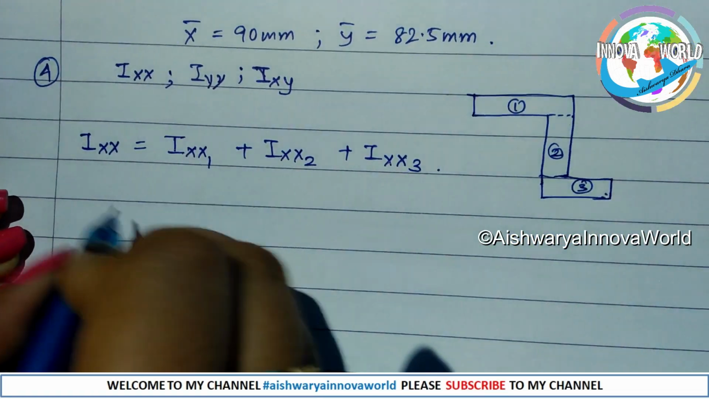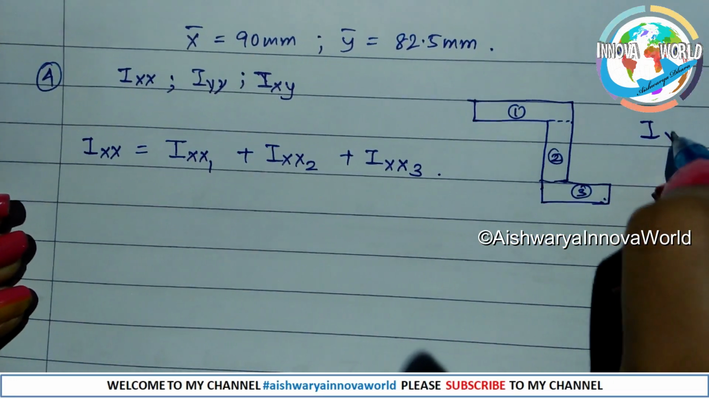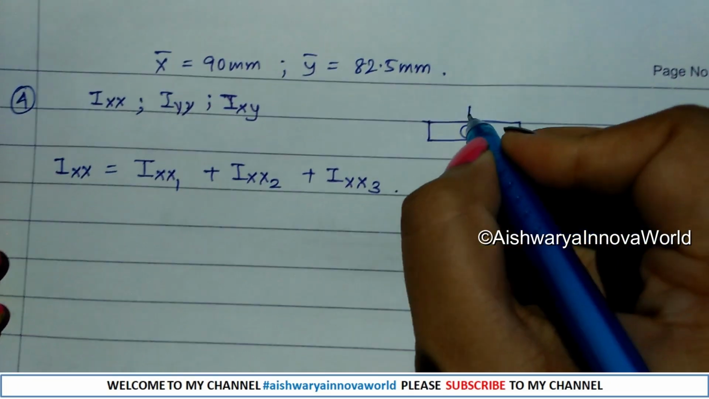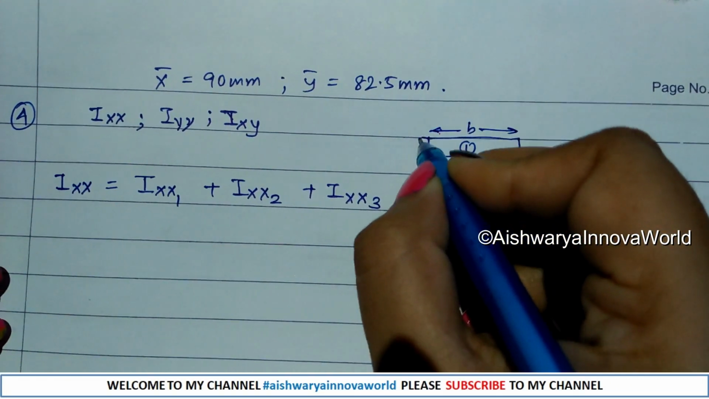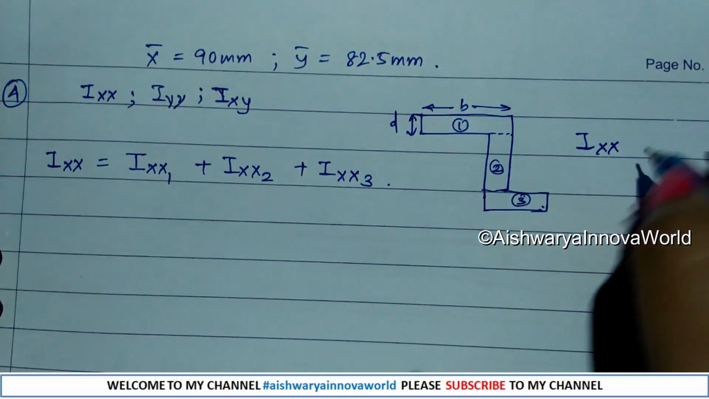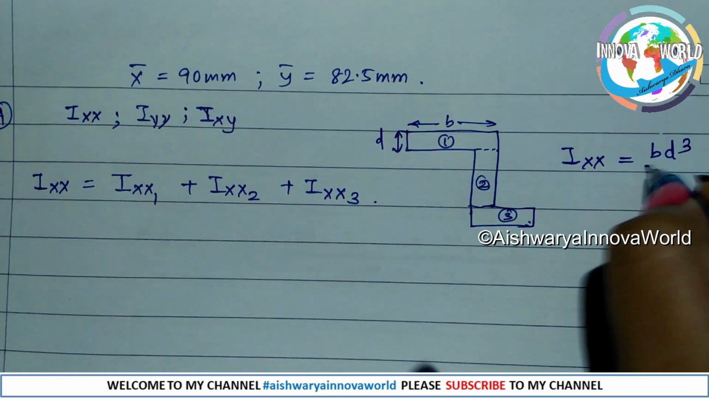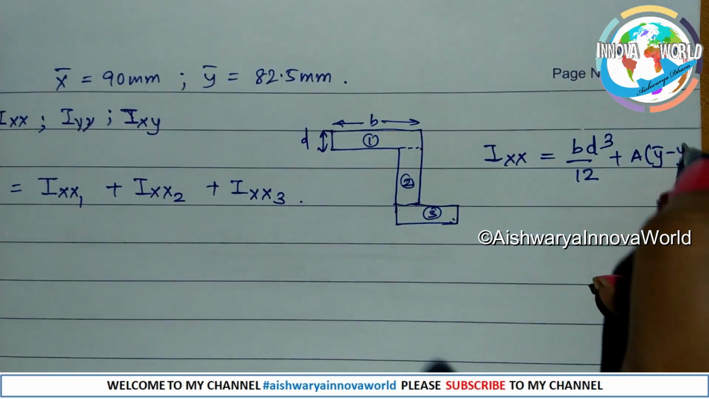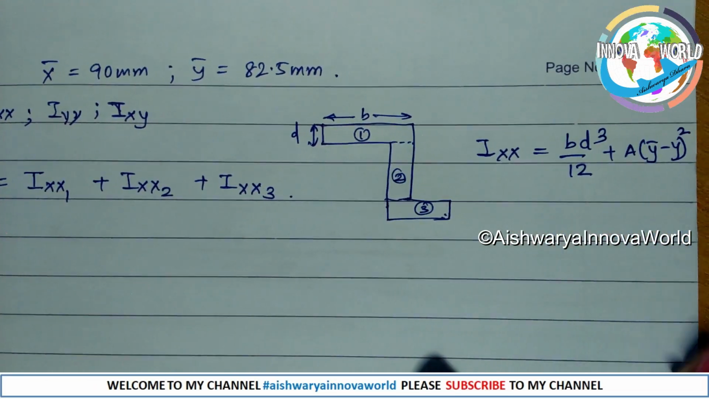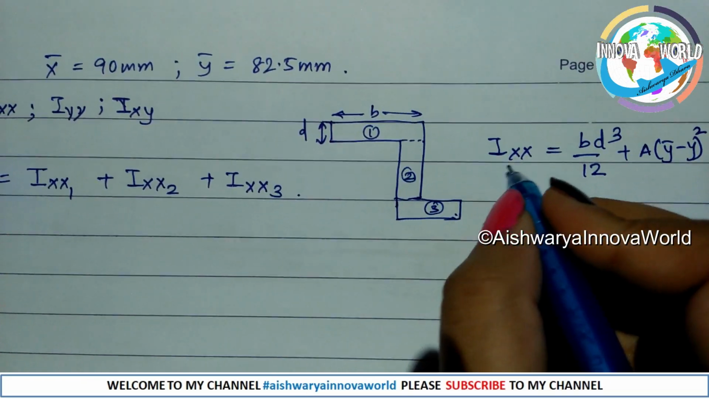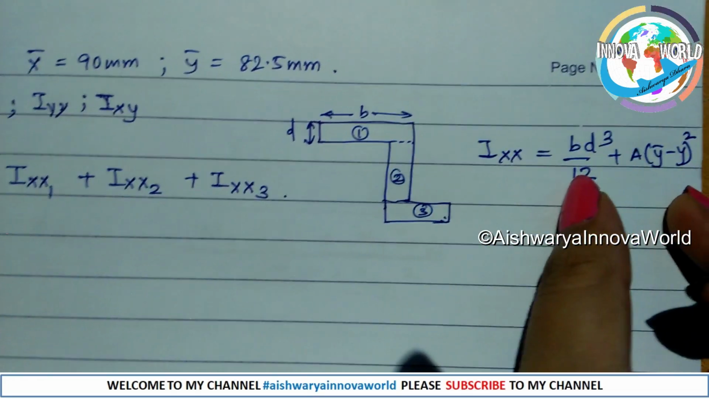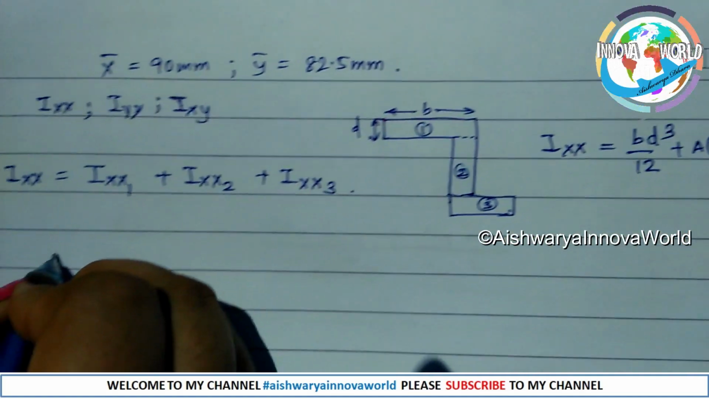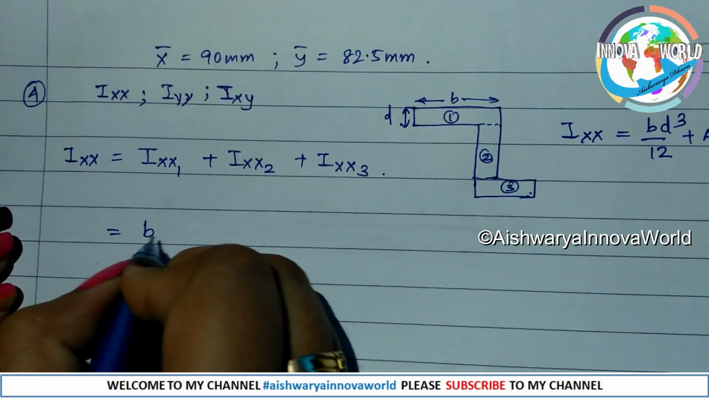Now what is the formula for this? You have to remember this formula when we are writing Ixx. That means this is breadth and this is called depth. So this is b d cube by 12 plus area into (y bar minus y) whole square. This is a fundamental formula. You have to remember. So this formula will be applicable for each individual node. And when you're writing, let me write the formula.